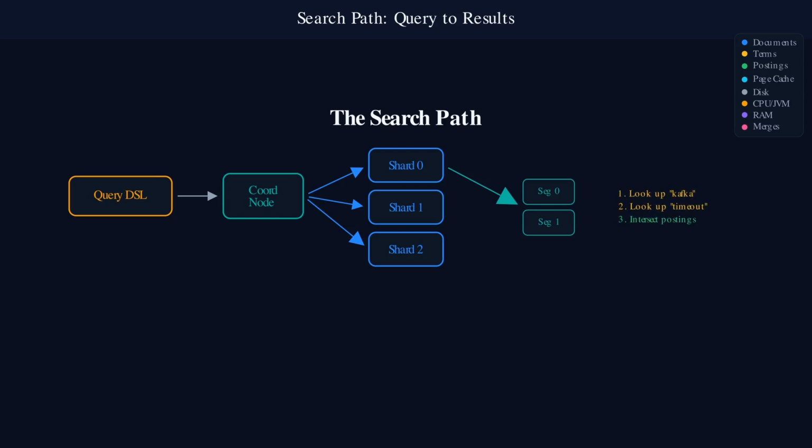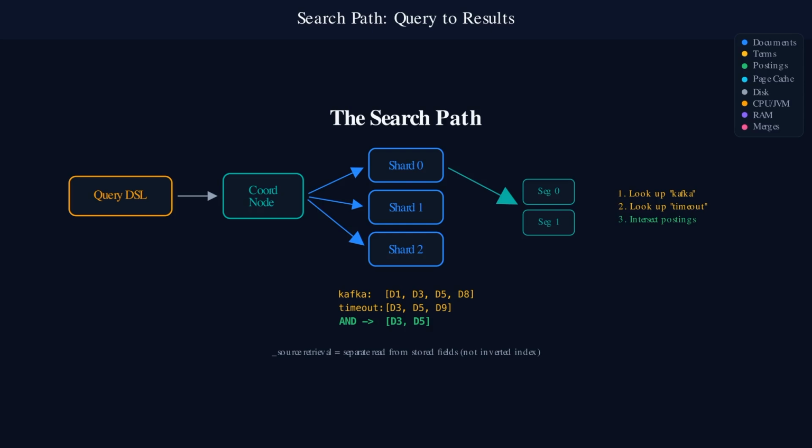Your application sends a query, say a Boolean query for Kafka and timeout. The Elasticsearch coordinating node routes the query to the relevant shards. Each shard runs the query against every segment. For each segment, Lucene looks up Kafka in the term dictionary, retrieves its postings list, then does the same for timeout. To satisfy the AND, Lucene intersects the two postings lists, finding document IDs that appear in both.